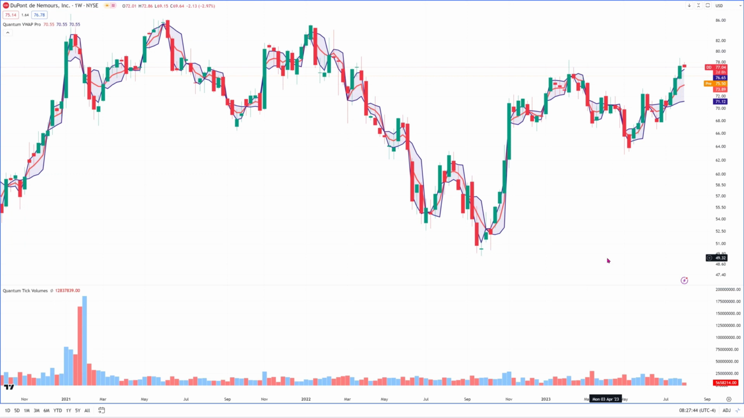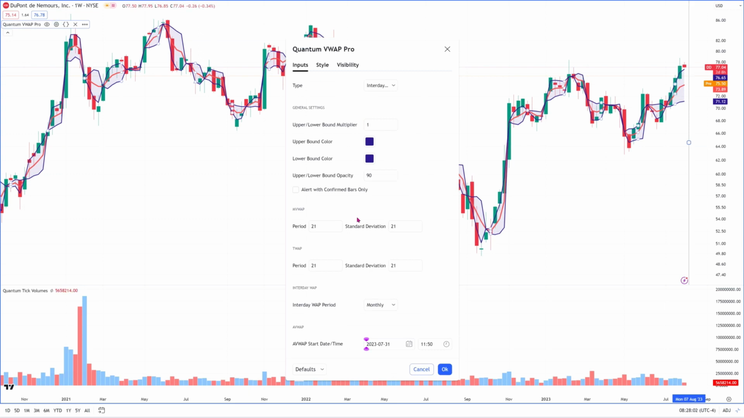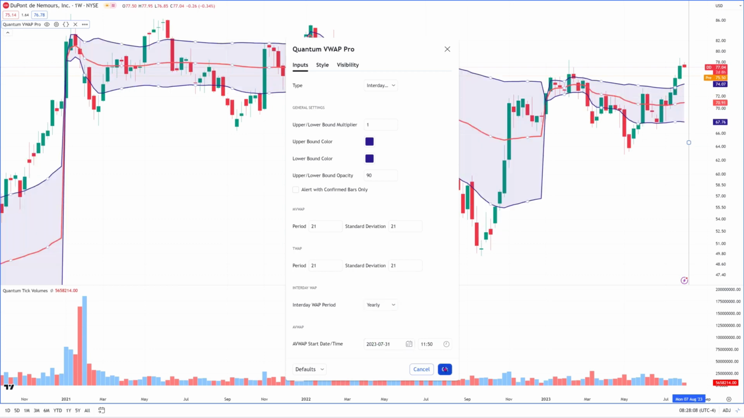And of course, when we're on a weekly time frame, it's going to really compress the look of the indicator. So it's not terribly helpful. And this is why we move to our longer term anchorages. So we go back into our settings for the VWAP, and we scroll down here and we move this to our yearly setting, and we click OK.